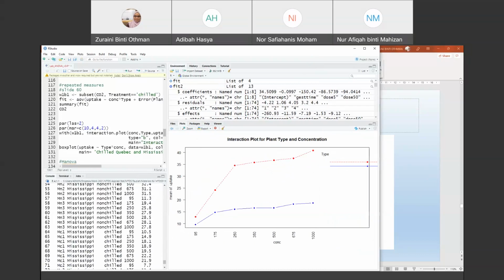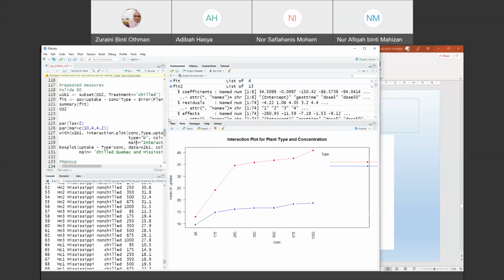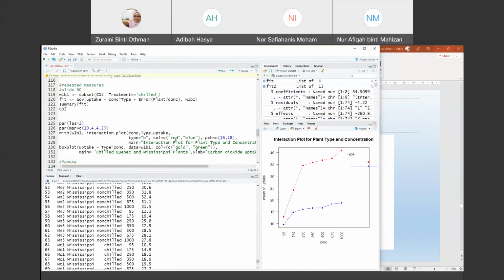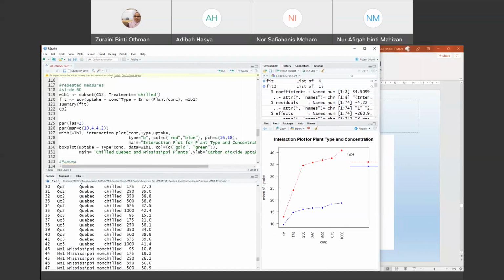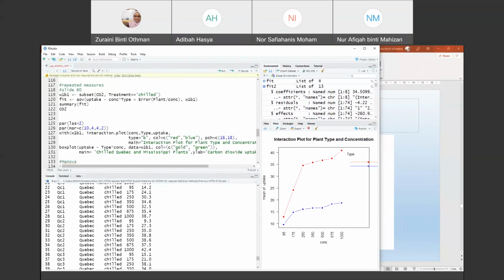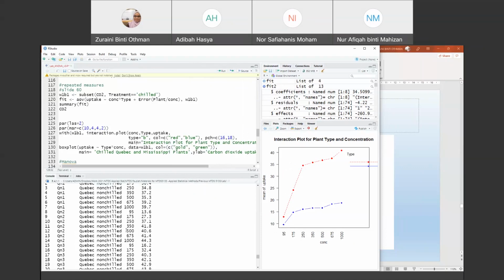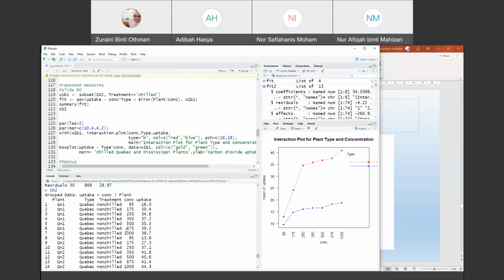Which one is red, I think it's Quebec. Oh, blue. Blue with what just now? Blue with red and blue. How? The red is Quebec, the blue is Mississippi. Okay. Red is Quebec and blue is Mississippi. Because the red one, it begins with 95 is 16, right? Oh, wait a moment. Okay, Quebec.